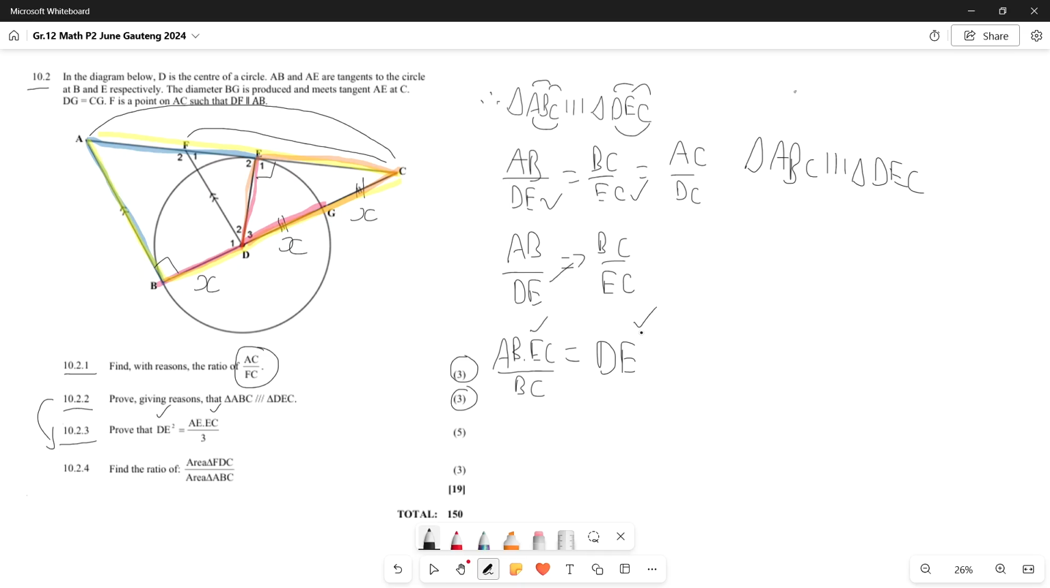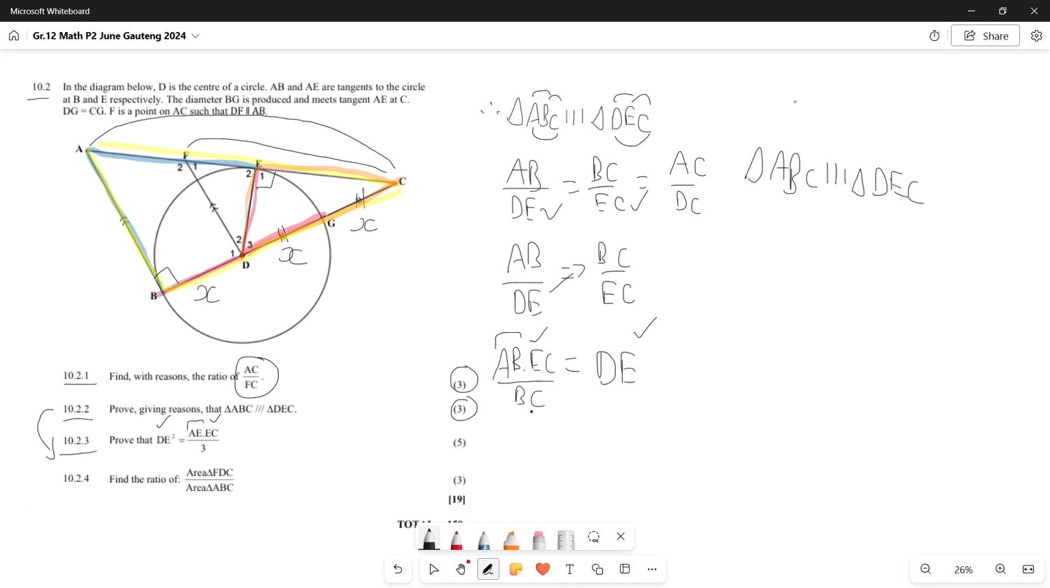We just need another DE over here, and the only way we can get a DE over here is in terms of our BC, because 3 times DE will equal BC, so we can leave a 3 at the bottom and multiply our DE up top. We'll break that down just now. And then we'll also have to see how we can relate AB to AE over here and just swap them out, and hopefully they are the same for some reason.